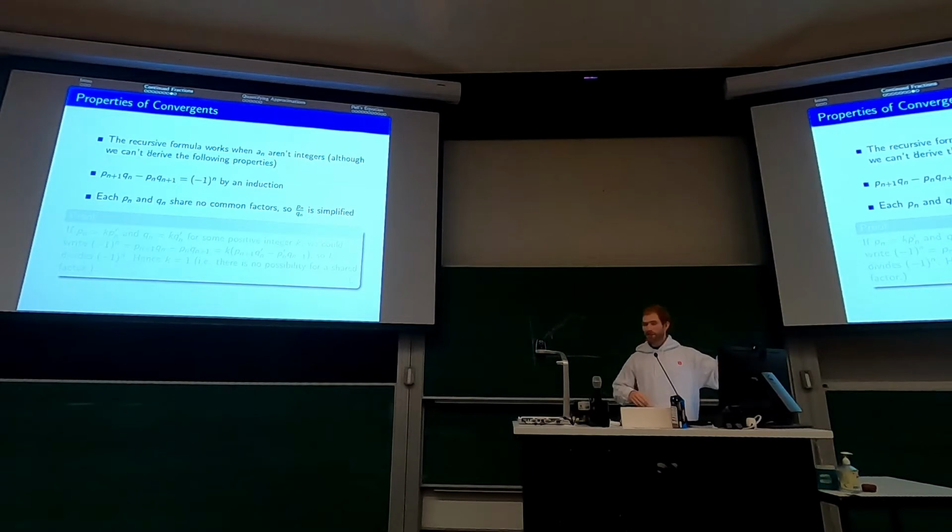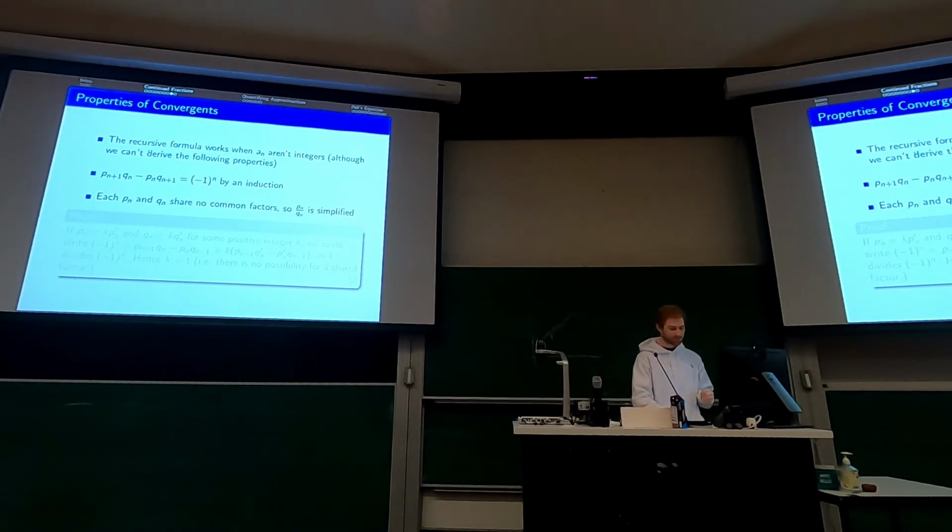And one thing that we can use this to prove, for example, is that each of the Pn and Qn we have are coprime. They have no common factors. And what this means is that the fraction that we get for the convergent is always simplified, right? So not only is it the correct formula, but it's also the correct formula in the most simple way.